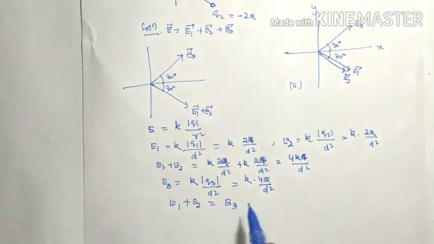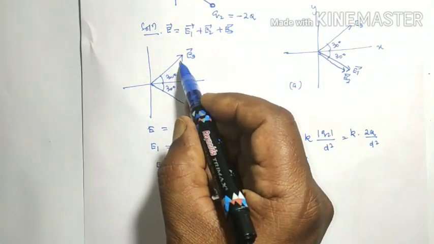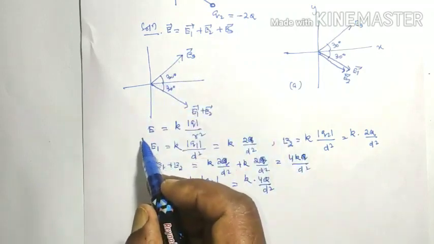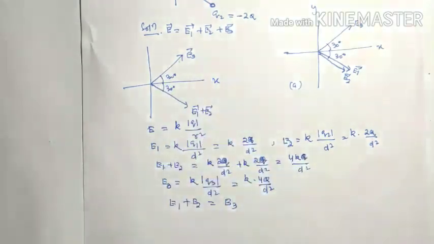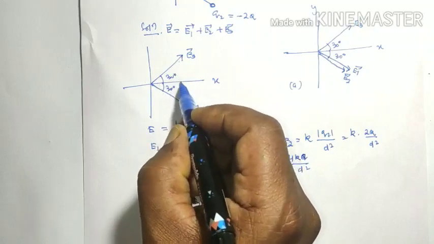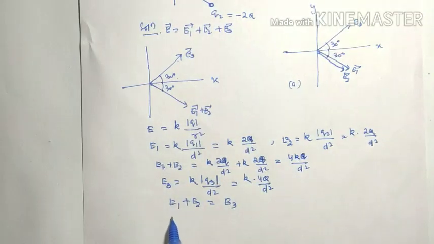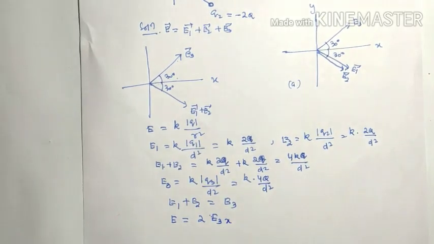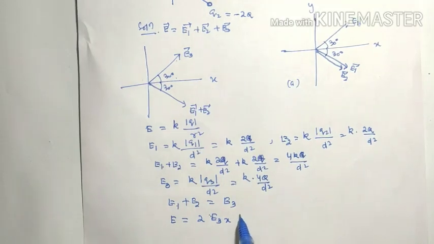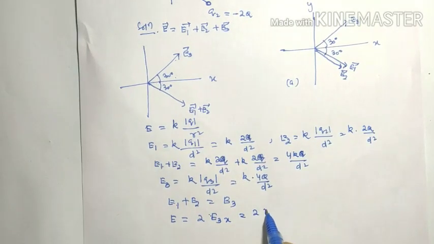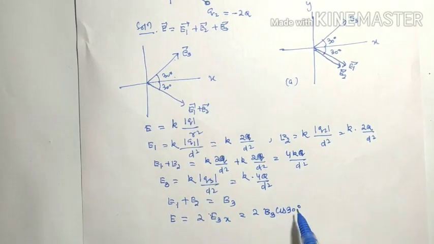Now the resultant of E1 plus E2 plus E3 is along the x-axis. So the component of E3 along x plus the component of E1 plus E2 along x is the resultant. So the resultant E is equal to E3x plus E3x, because E1 plus E2 is equal to E3, and this is equal to 2 E3 cos 30 degrees.